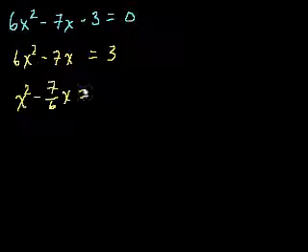minus 7/6 x is equal to 3 divided by 6, which is 1/2. And we could have made that our first step. We could have divided by 6 right at that first step. But anyway, now let's try to complete the square.